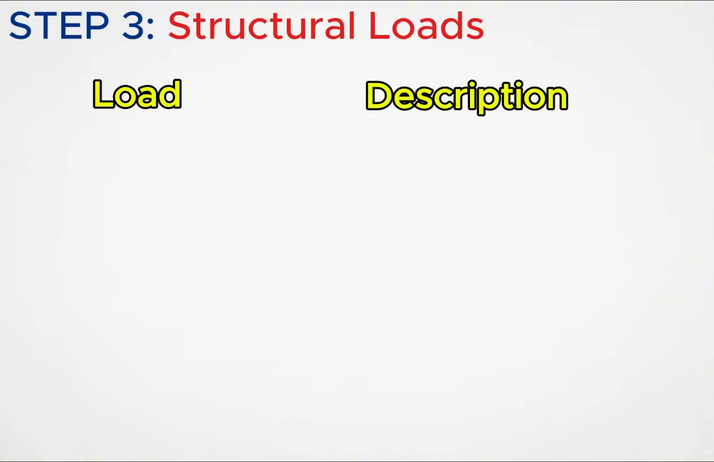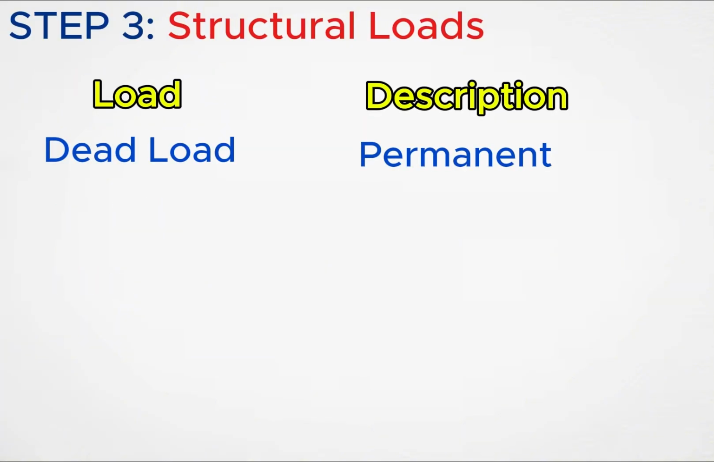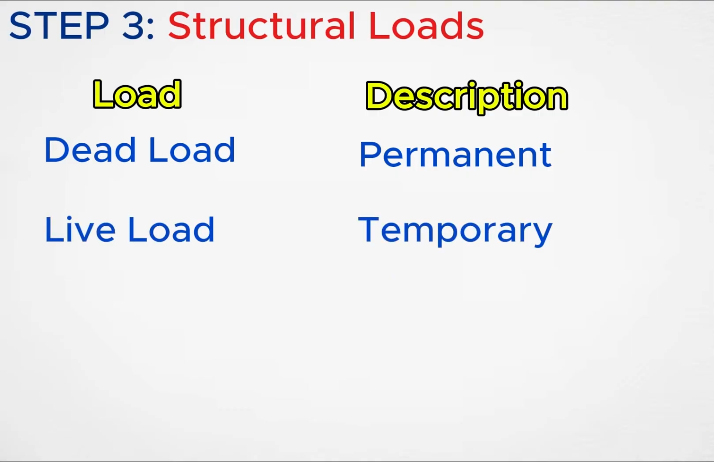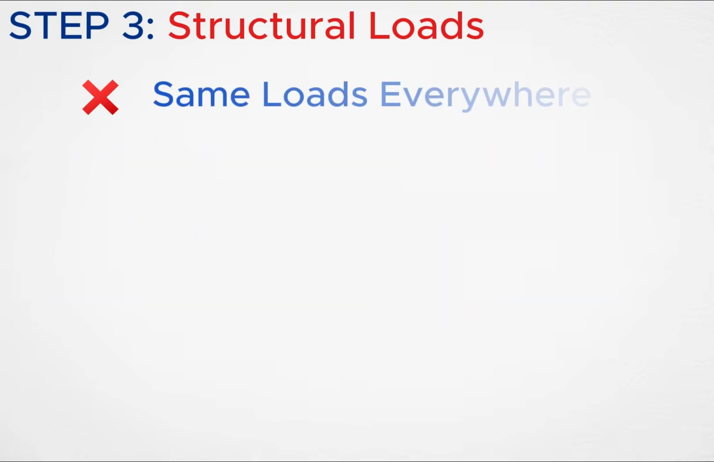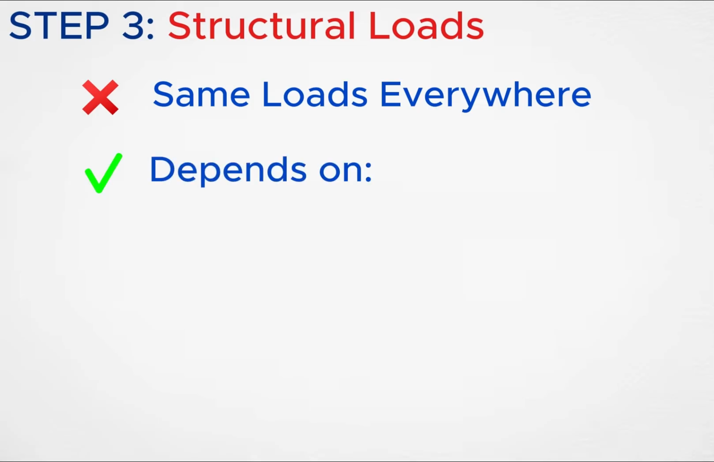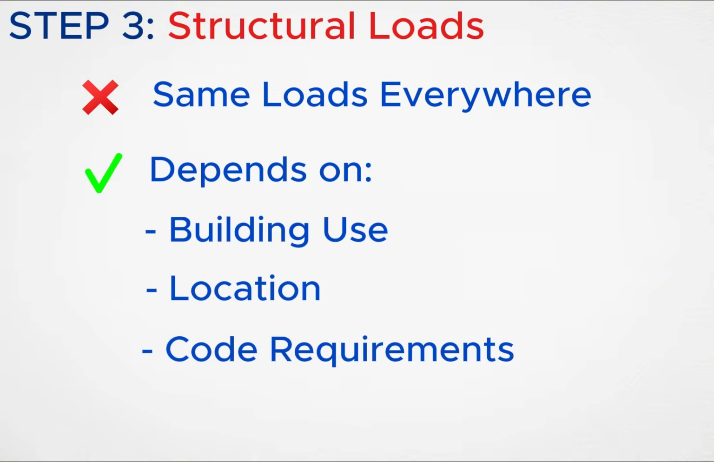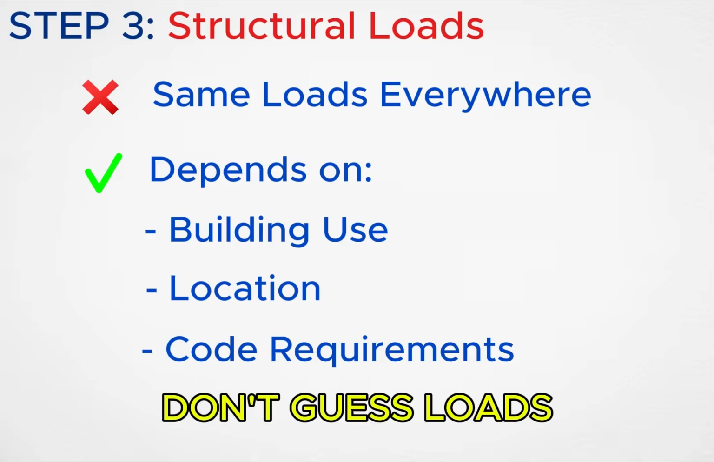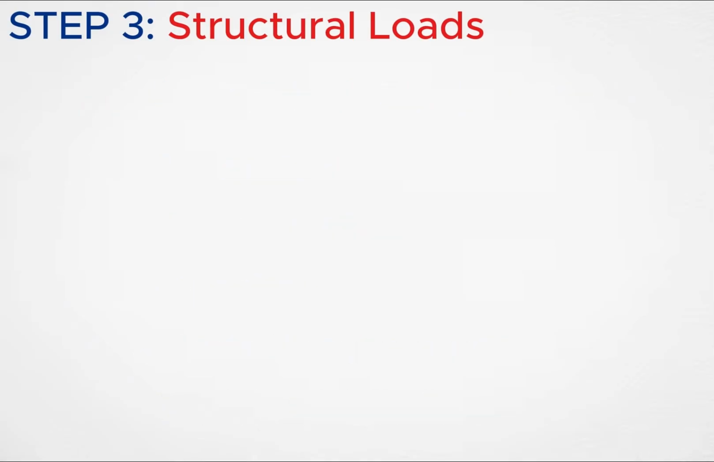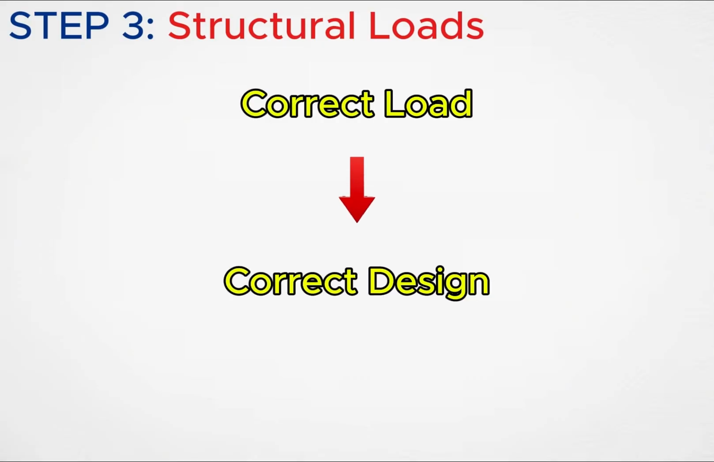Let's compare them. Dead load, permanent weight. Live load, temporary weight. Snow load, environmental weight. One common mistake beginners make is assuming every roof uses the same loads. That's not true. Loads depend on the project, the building use, the location, and the applicable code requirements. Good engineers don't guess loads. They determine them based on the code, the building use, and the project conditions. Because every calculation starts with the correct load.